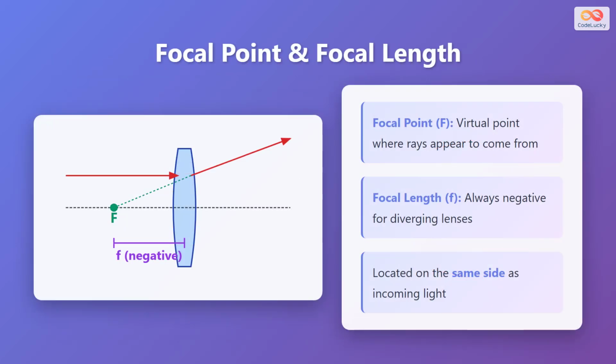Every diverging lens has two important features: the focal point and the focal length. The focal point, represented by the letter F, is a virtual point from which the diverging light rays appear to originate. If you trace the diverging rays backward, they all seem to meet at this focal point. The focal length, represented by the letter f, is the distance from the center of the lens to the focal point. For diverging lenses, the focal length is always negative, which is why they're sometimes called negative lenses. The focal point is located on the same side as the incoming light, unlike converging lenses where it's on the opposite side.